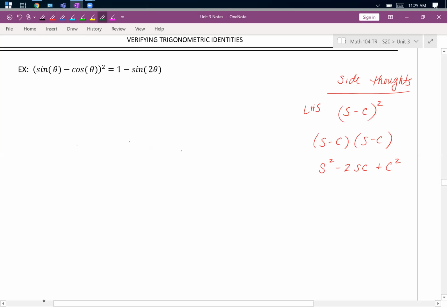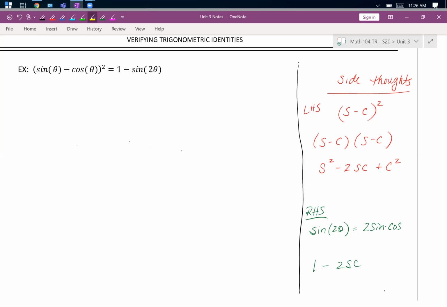All right, well, I still don't see how that's quite the right-hand side, so let's talk about what the right-hand side looks like. I see that sine of 2 theta in there. What do we know about sine of 2 theta? That's the same as 2 sine cosine. So my right-hand side is 1 minus 2 sine cosine. And I see minus 2 sine cosine up here as well.